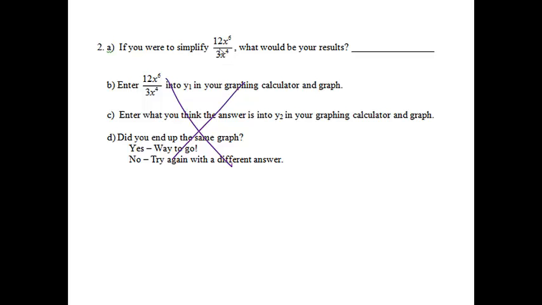If you were to simplify 12x to the sixth over 3x to the fourth, what would be your results? Let's just look at the variables with the exponents first. We found out from exploration 2 that if we have a division sign, we're going to subtract the exponents. So x to the sixth over x to the 4 would become x to the second. And then if those are not there anymore, just look what it says. It says 12 divided by 3, and 12 divided by 3 is 4.